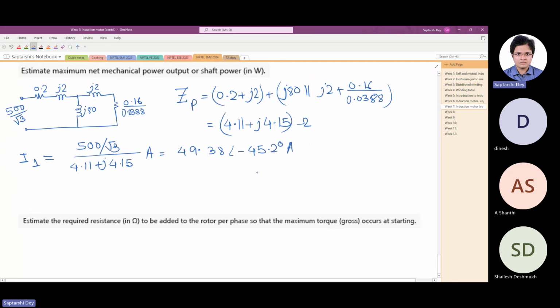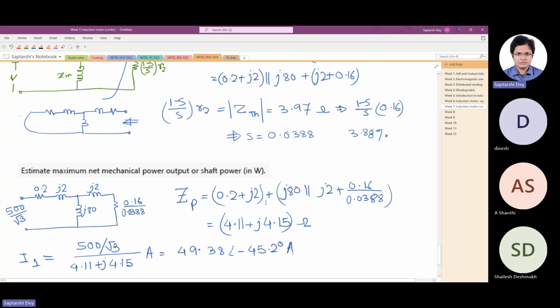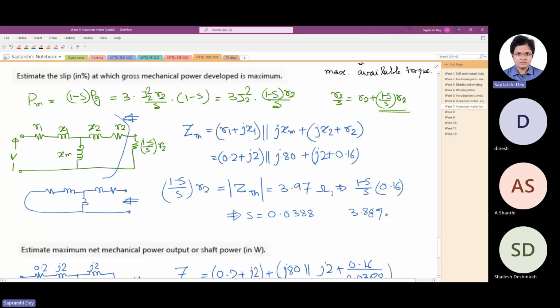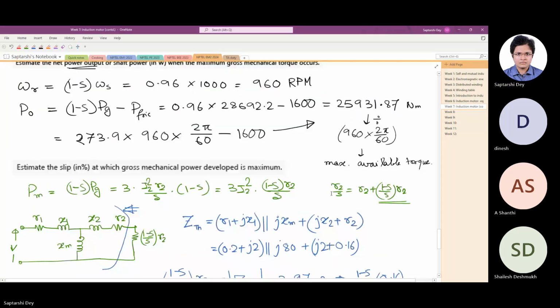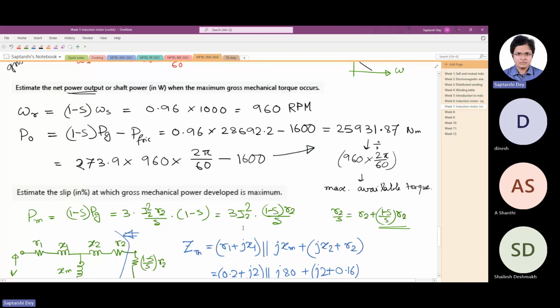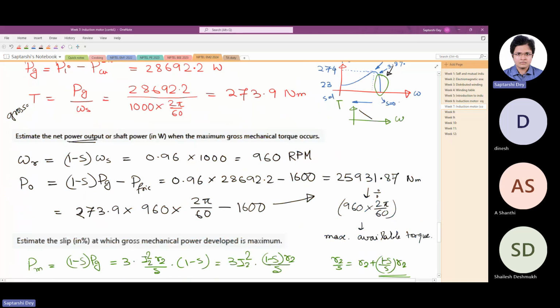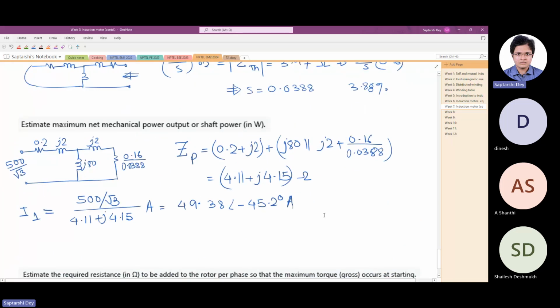Now, again, if you compare the current value, see what we saw, that the speed has increased compared to the maximum torque situation. Speed has increased, so the current has reduced even more. It was how much? At maximum torque, the current was 50 ampere, 46 degree. Now it is 49 ampere, 40. So current has reduced and power factor has improved. Okay, and power also has improved. So we are now in a much better situation.